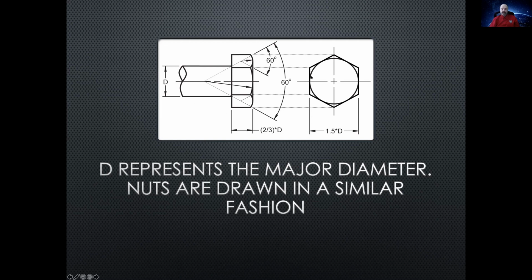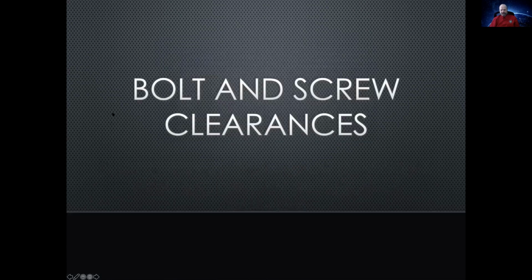Okay, and then it shows you the different angles for the sides, and it's going to be 60 degrees, right? 6 times 60 is 360, because it's a hexagonal bolt. Mostly they're hexagonal. That seems to be the standard. You might have special cases where you do something different.